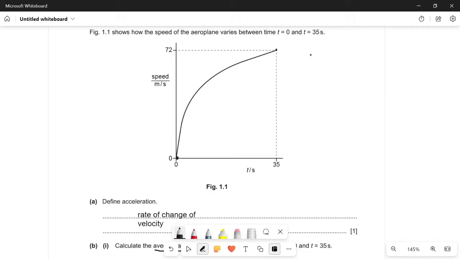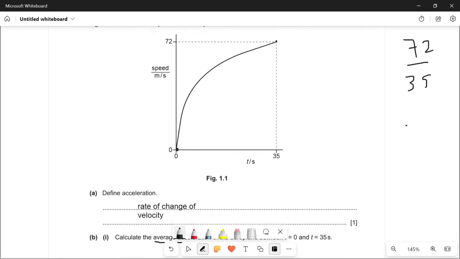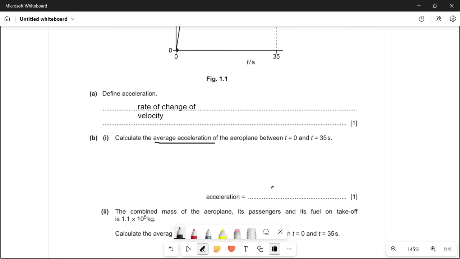So it's going to be 72 minus 0, which is 72, over 35 minus 0, which is 35. So 72 divided by 35 is going to be 2.057. We can round it to 2.06. So the acceleration is going to be 2.06. This is 1 more question, so relatively it's easy.